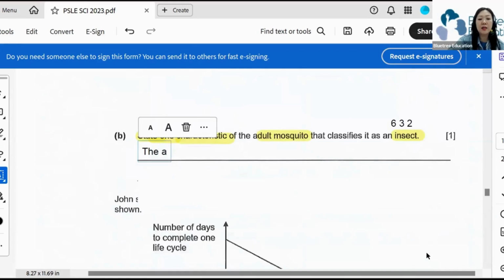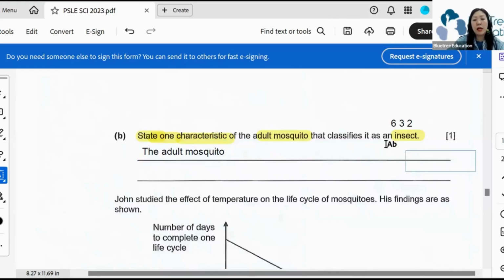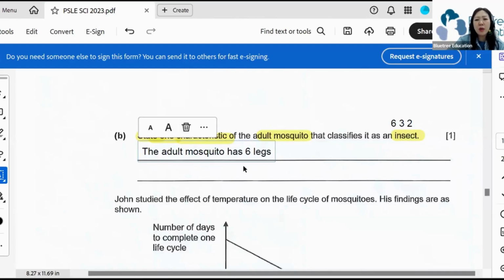So I'm going to say that the adult mosquito has 6 legs. And please children, don't write "it". Do not write "it". In PSLE, writing "it" is a big no-no, because the examiners will not know what you're referring to. And it also shows that it's a very lazy way to write your answers. So here, either you say 6 legs or 3 body parts. I think both are fine.